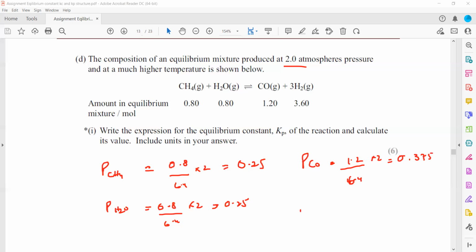And then the pressure of hydrogen: the moles of hydrogen at equilibrium is 3.6 divided by 6.4 times the total pressure. So hydrogen will have the highest partial pressure, because it has the greater number of moles. Then we write the expression for Kp, which is the pressure of hydrogen and carbon monoxide divided by the pressure of methane and water. This will give us the value for Kp. Is this one clear?